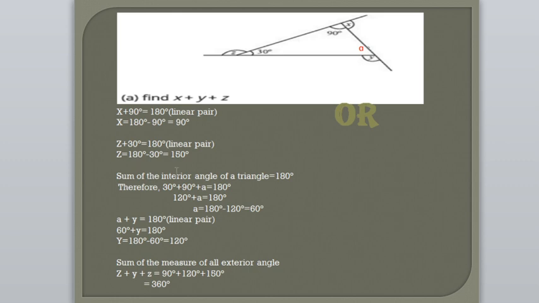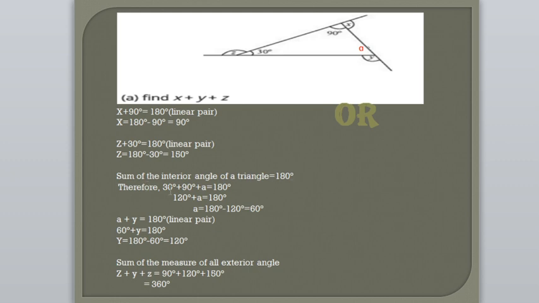Then the sum of interior angles of a triangle is 180 degree. We know that in a triangle, the three interior angles have a measure of 180 degree in total. So this angle is given 90 degree, this angle is given 30 degree, and we will take this angle as angle A, and we will find the measure of angle A by using the sum of interior angles of a triangle property, which is equal to 180 degree.